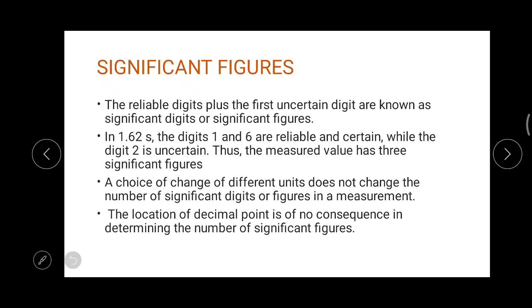Actually we are considering that as 3.14, isn't it? But the actual value has plenty of decimal numbers. After 3.14 there are so many other numbers, but for our simplification, for our easiness, we have compressed that into 3.14. So actually the significant figures are the reliable digits plus the first uncertain digit.